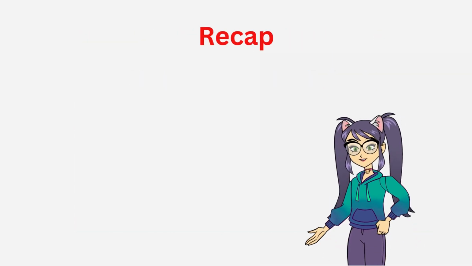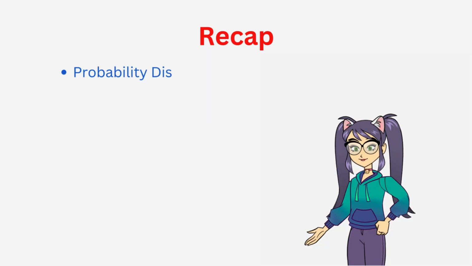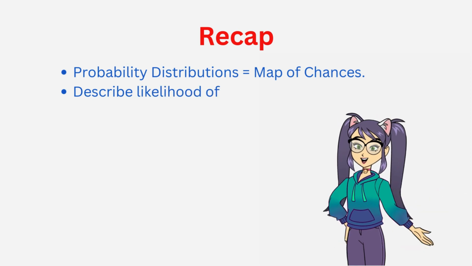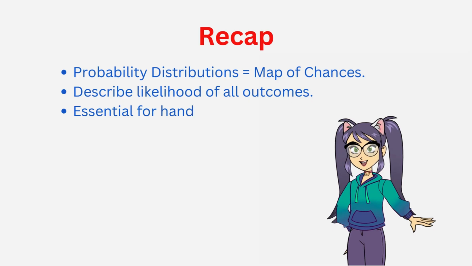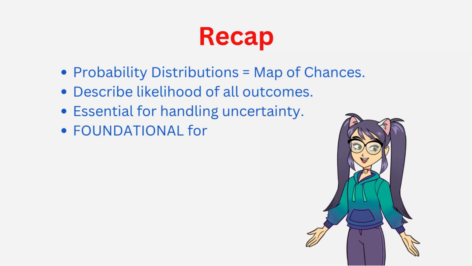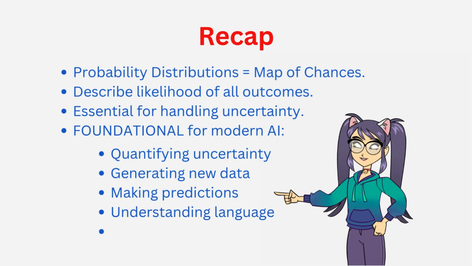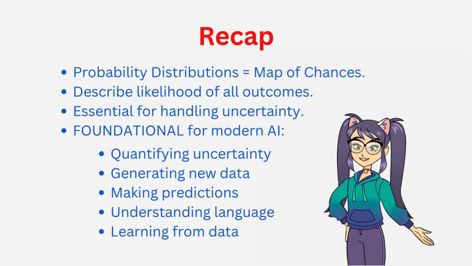Okay, let's wrap it up. Probability distributions are like maps of chance, telling us what could happen and how likely each possibility is. They are absolutely fundamental for dealing with the uncertainty of the real world. And for AI, they're not just useful, they are foundational. They let AI handle uncertainty, generate creative outputs, make predictions, understand language, and even learn from data in the first place. They are the language AI uses to talk about maybe.